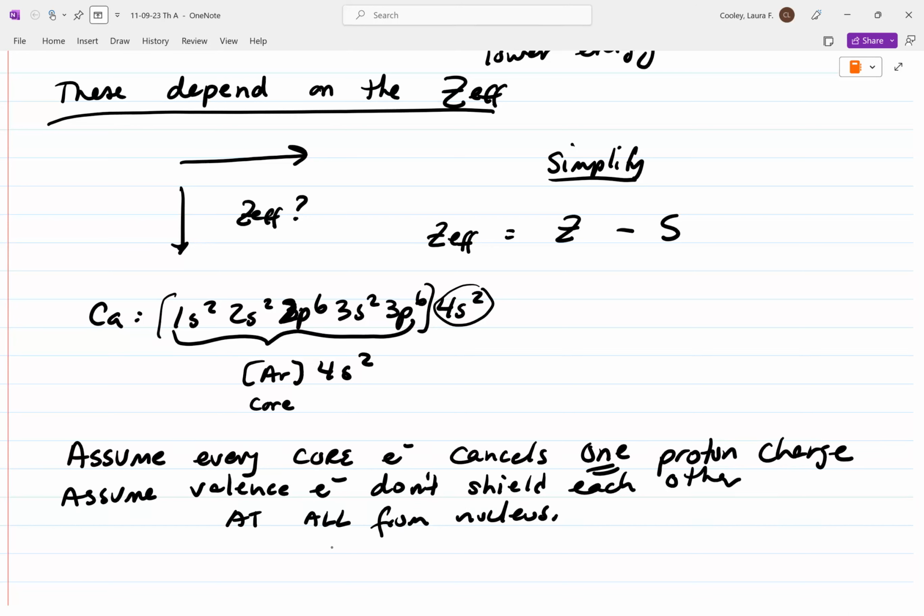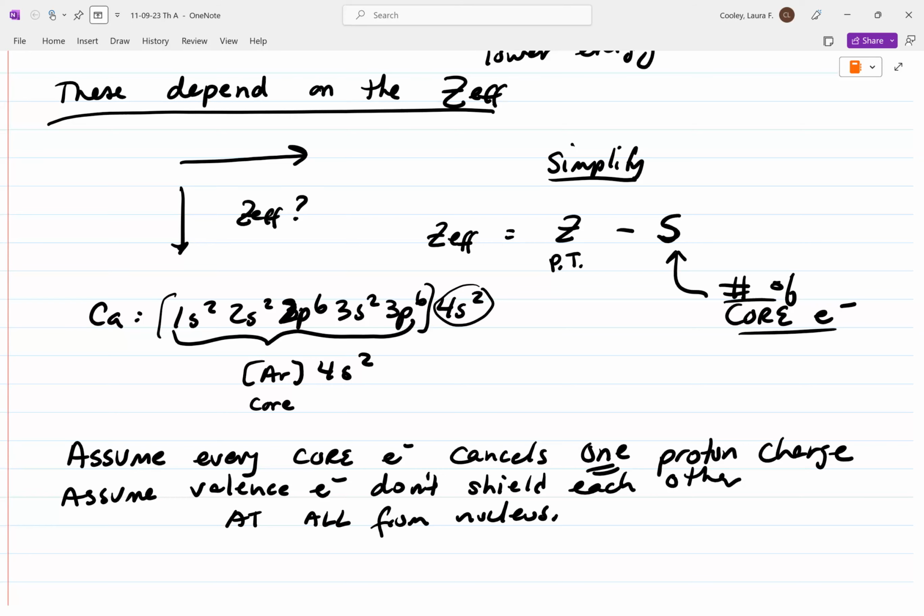So if that's the case, then the value of S here is simply the number of core electrons. This gives us an oversimplified but useful way of calculating the effective nuclear charge, because Z we get from the periodic table. That's simply the number on top of the element. S is the number of core electrons. So all you have to do is go back to the previous rare gas and look at the Z value of the previous rare gas. And that is the number of core electrons.